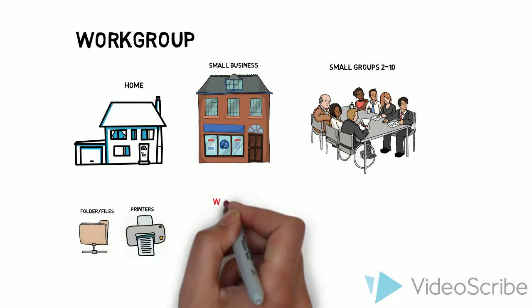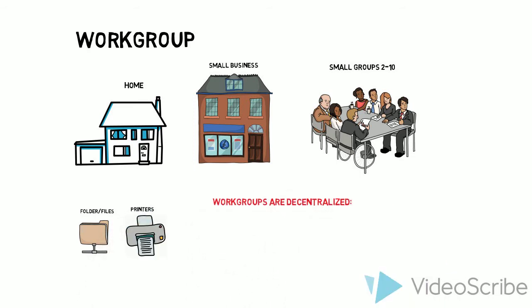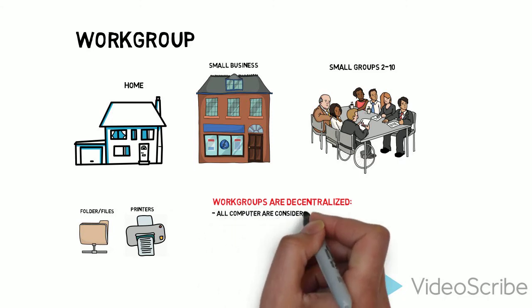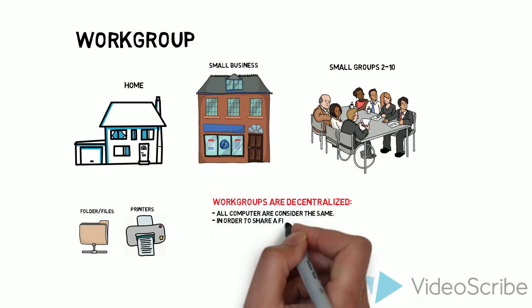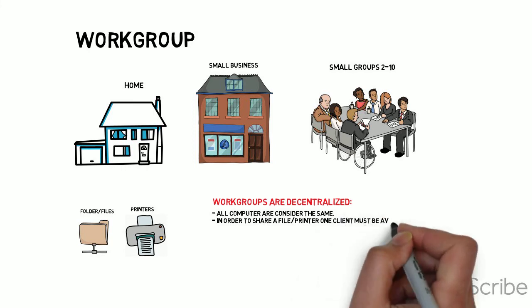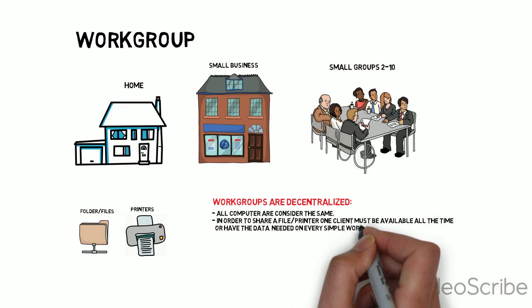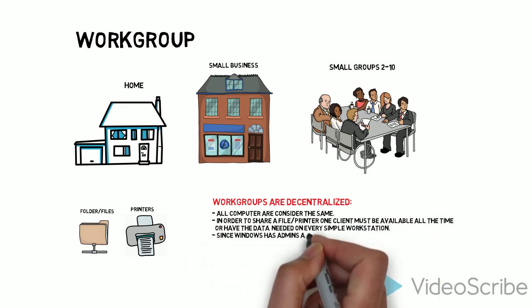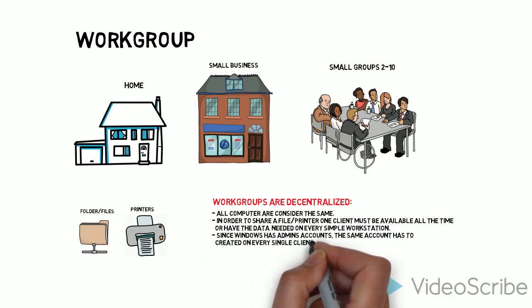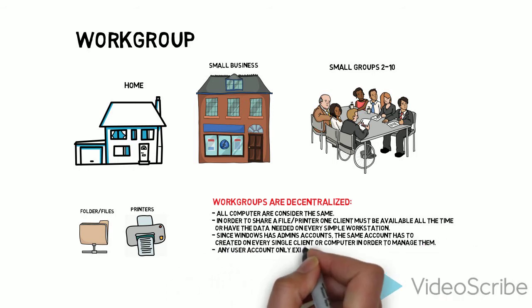The main characteristic of a workgroup is that it is decentralized, and all computers are considered the same. In order to share a file or printer, one client must be available all the time or have the data needed on every single workstation. Since Windows has admin accounts, the same account has to be created on every single computer in order to manage them. Any user account only exists locally.